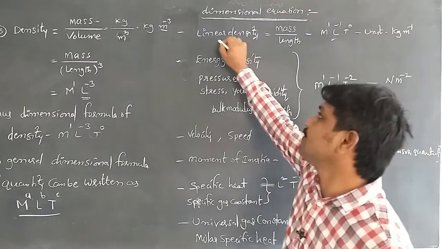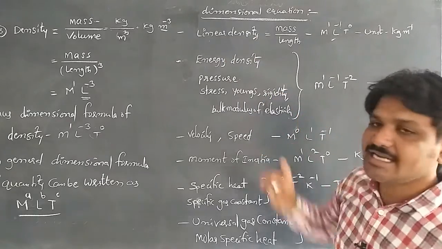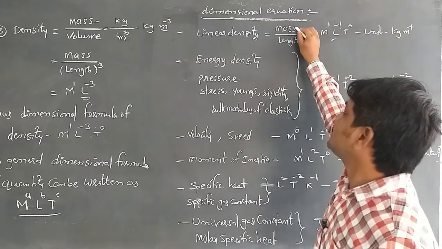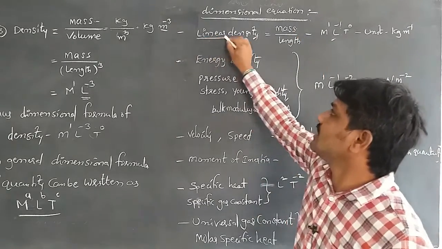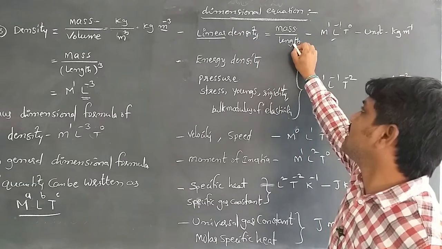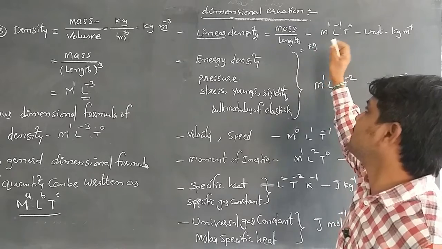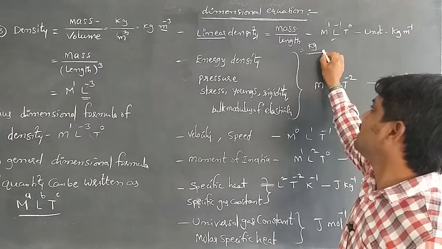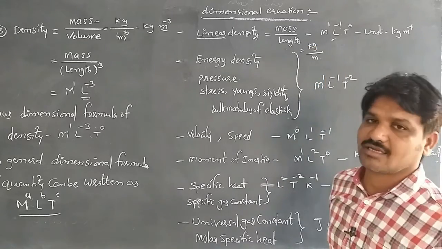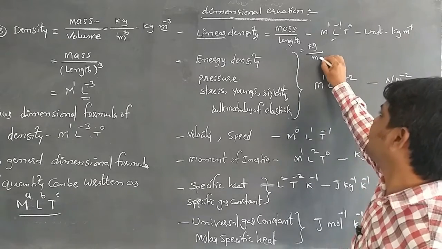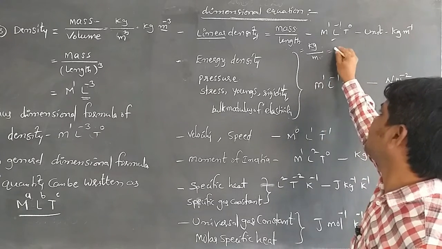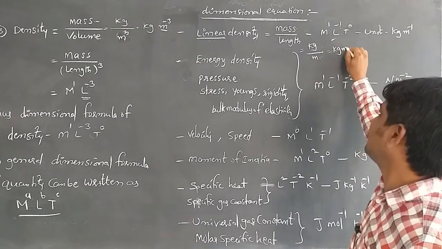Here let's see linear density. Linear density means, we know this, mass by length. Linear means lengthwise, so that's why mass by length. Mass is measured in kilogram. Length is measured in meters, in SI units. Kilogram per meter. Whenever I take mass to the numerator, then it is kilogram per meter.